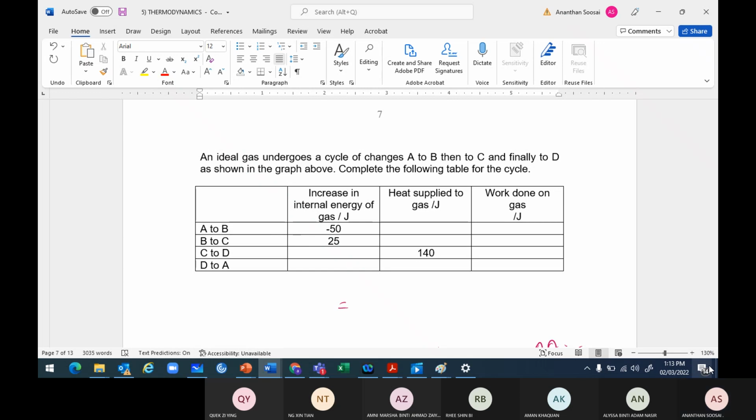Now look at this question. An ideal gas undergoes a cycle of change from A to B, then to C, and finally to D, as shown in the graph above. So it goes A to B, B to C, C to D, and D to A. You come back to A again, going one round.